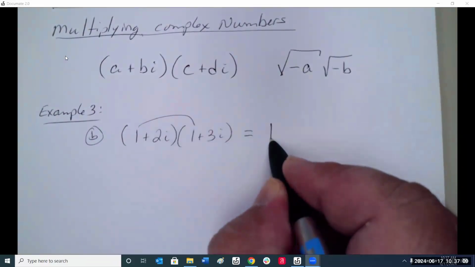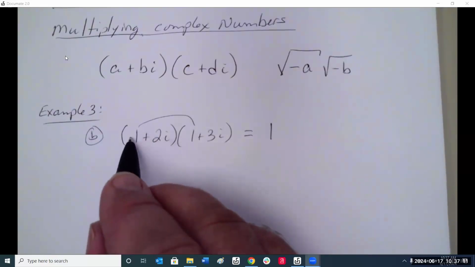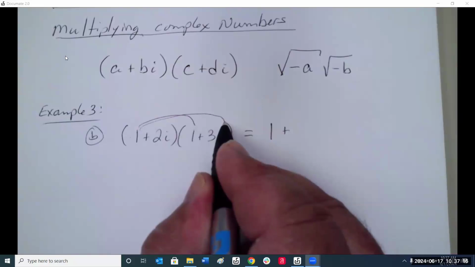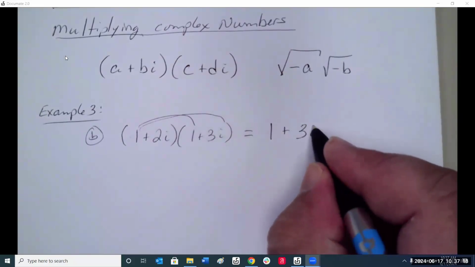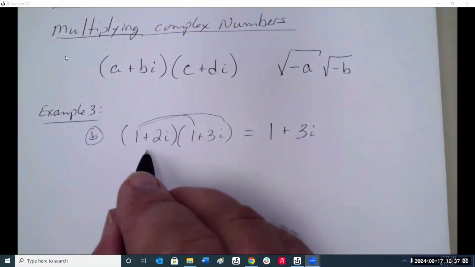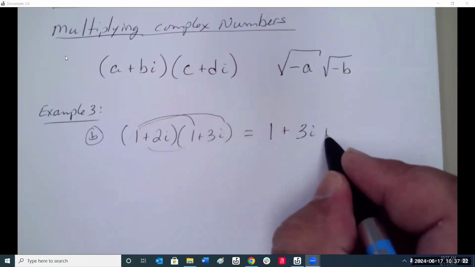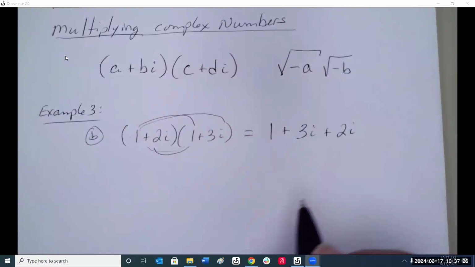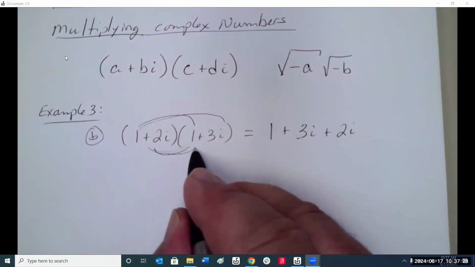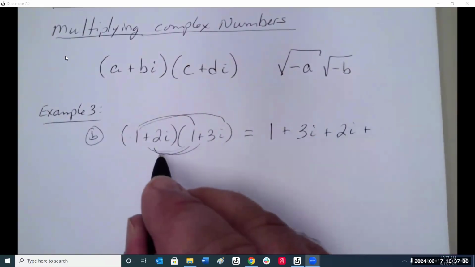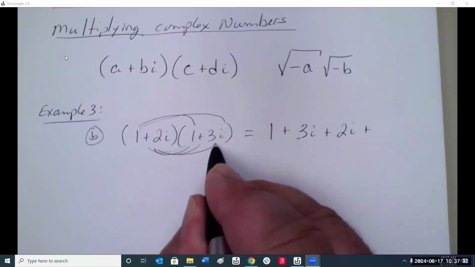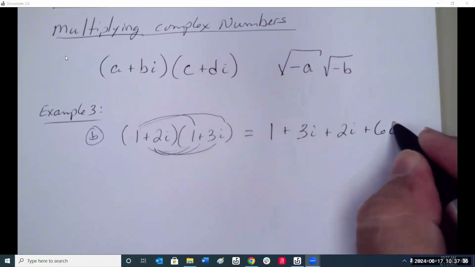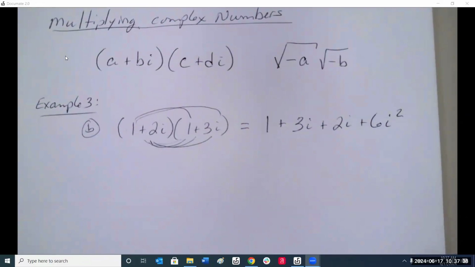1 times 1 is 1. Positive times positive is positive. 1 times 3i is 3i. Positive times positive is positive. 2i times 1 is 2i. Positive times positive is positive. 2 times 3 is 6. I times I is I squared.